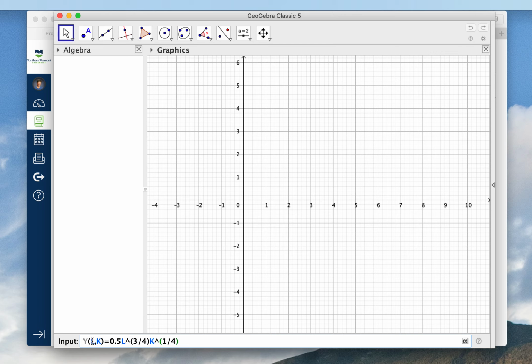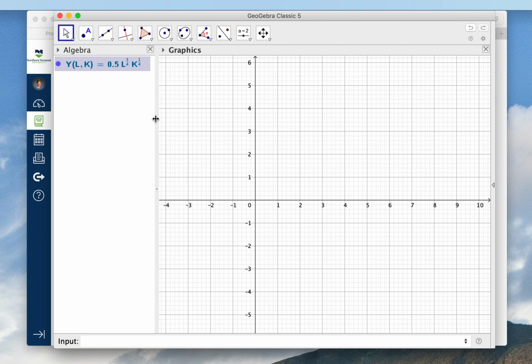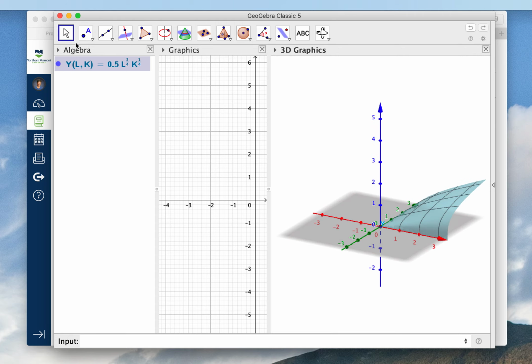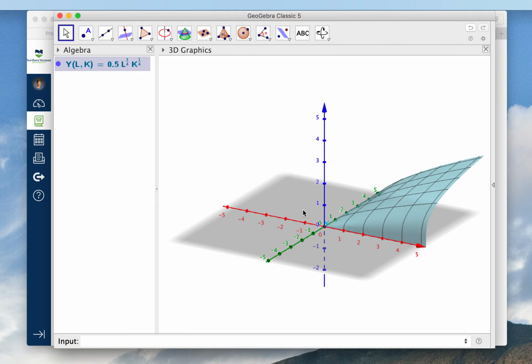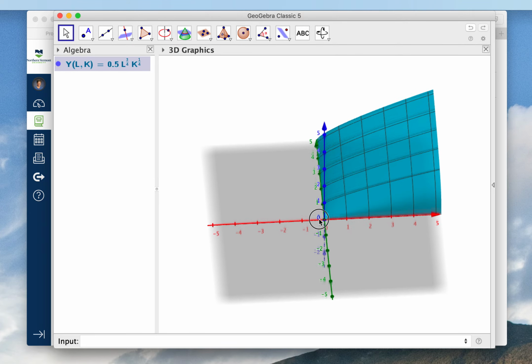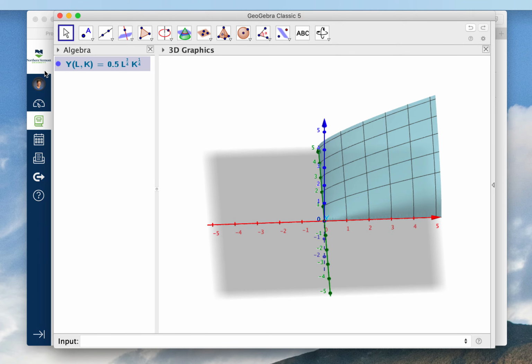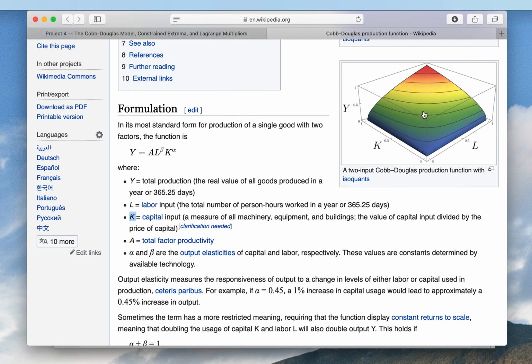GeoGebra allows you to use other variables besides x and y for independent variables for a multivariate function, but it can get a little confusing. The first one will be plotted as x, and the second one will be plotted as y. So we'll create this multivariable function. And I'm opening up the 3D view. And we can see that this is very similar to the Cobb-Douglas production model that we saw here.